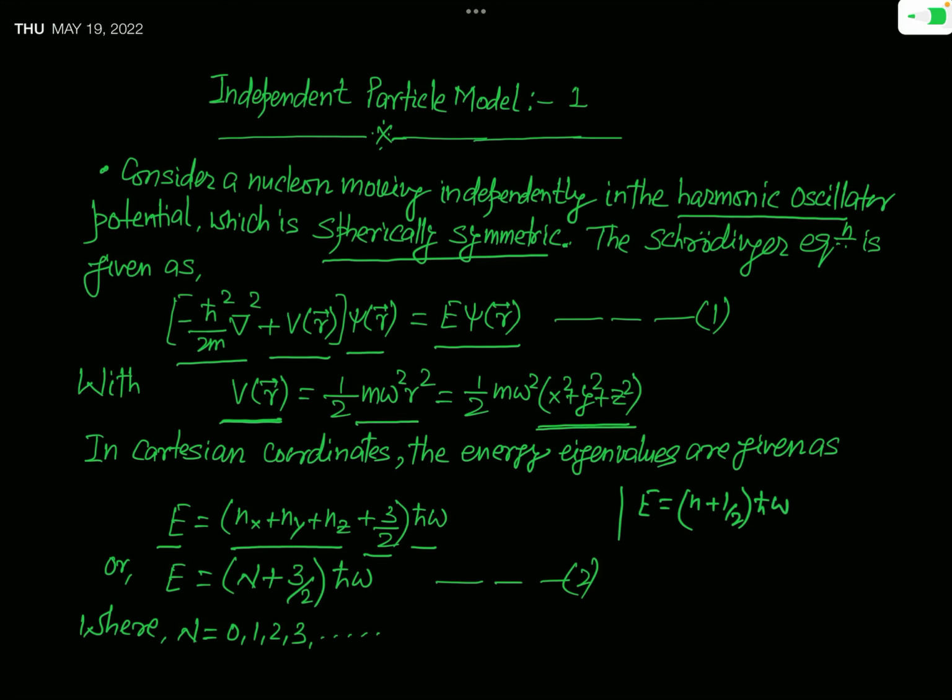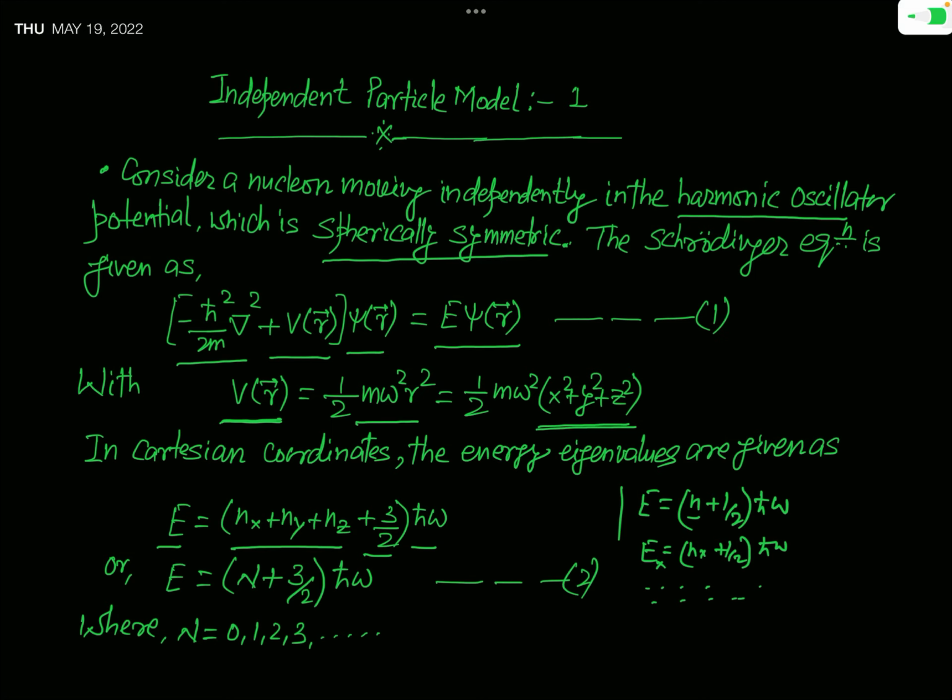And in case of the three-dimensional harmonic oscillator, this energy eigenvalue will be what? This will be just a superposition of the three terms. So instead of n, for the x degree of freedom, we write nx plus half h bar omega, and energy will be written as Ex.